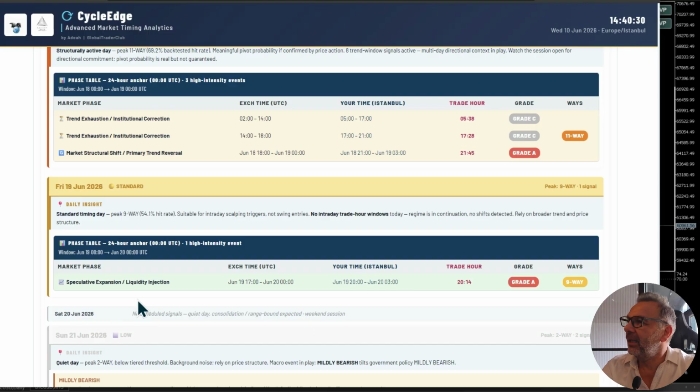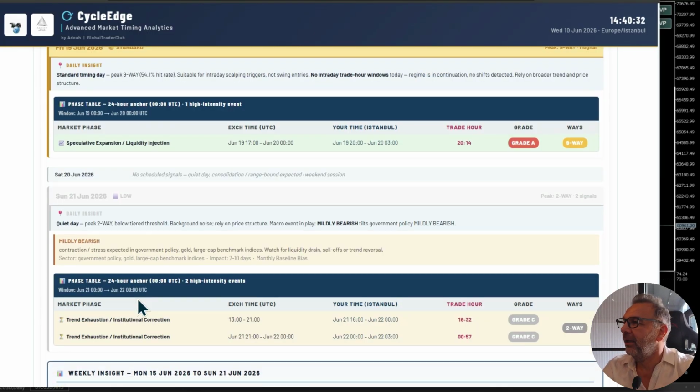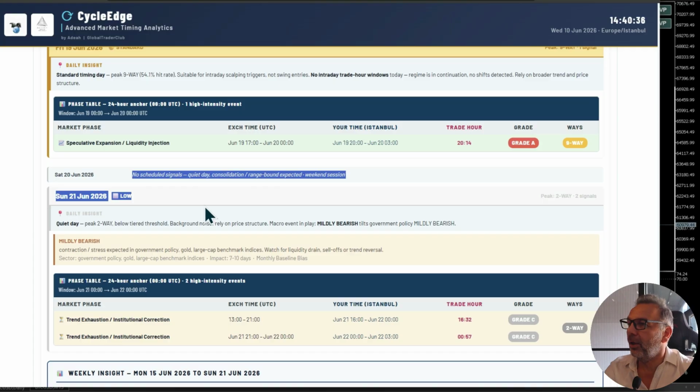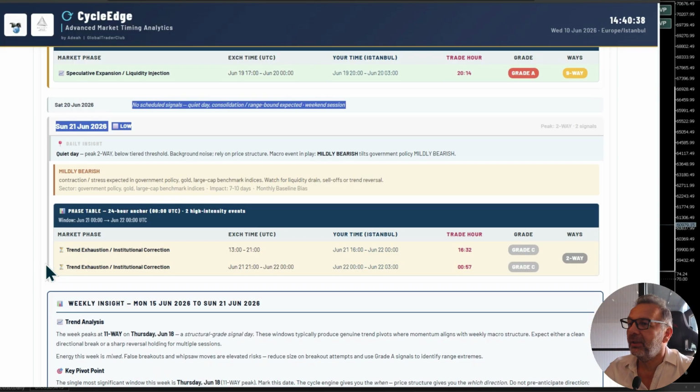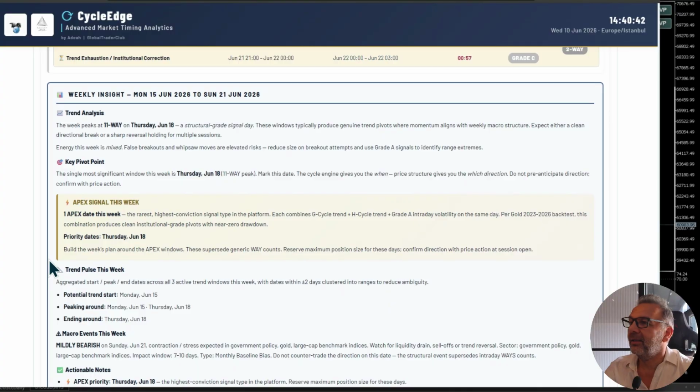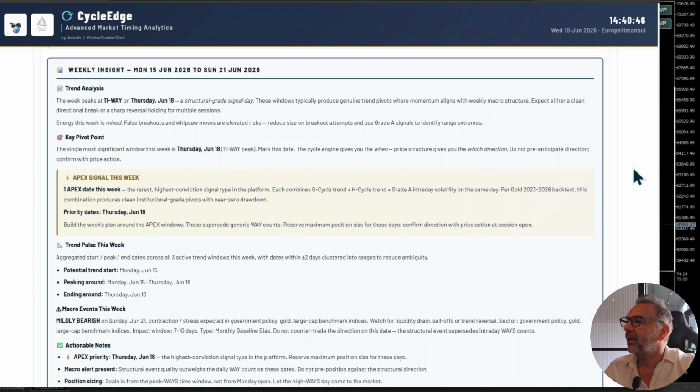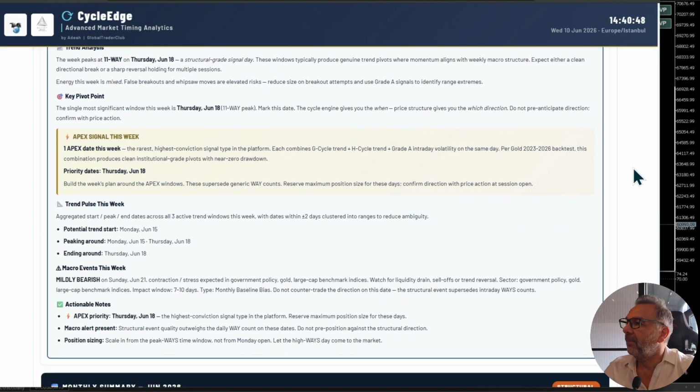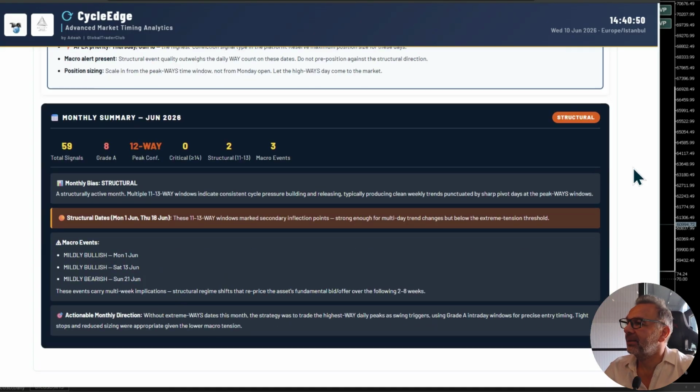So that's the 19th. Okay, and then I've got Saturday 20, no scheduled signals. Sunday is a low day, mildly bearish. You can check it out. And then I've got the weekly insight. You can take a screenshot of that as well, as you can see. And then that's your monthly summary. Okay, and that's the 2 weeks.